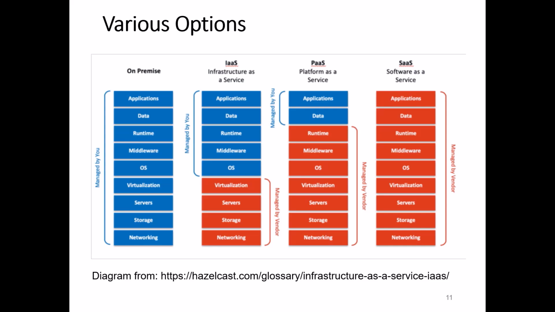This is a great diagram that compares on-premises with IaaS, platform as a service and software as a service. It shows you the different environments, what you have to manage and what the vendor will manage. And as you can see, the further you go into the different layers, the less work that you have to do with respect to managing technology.